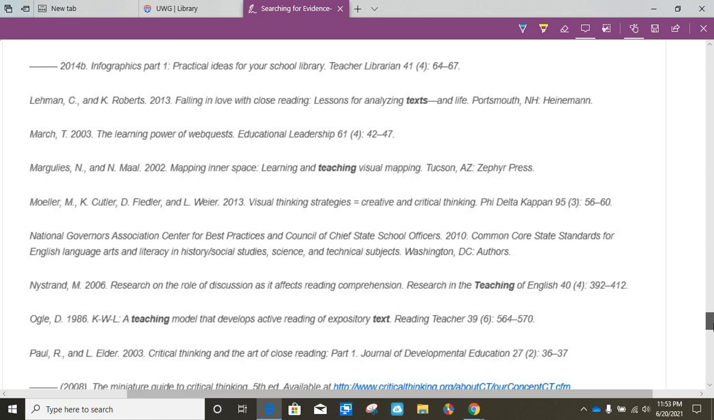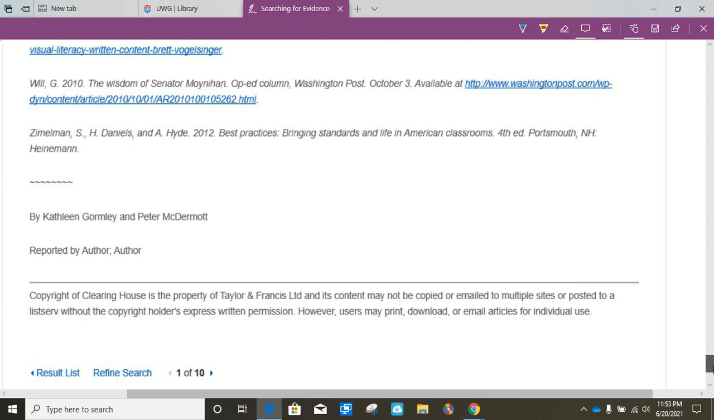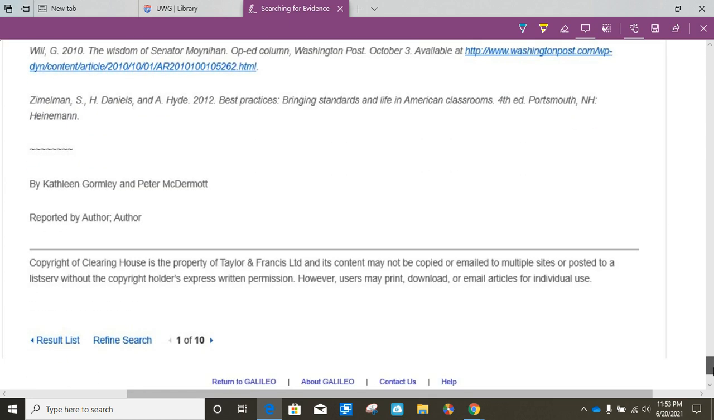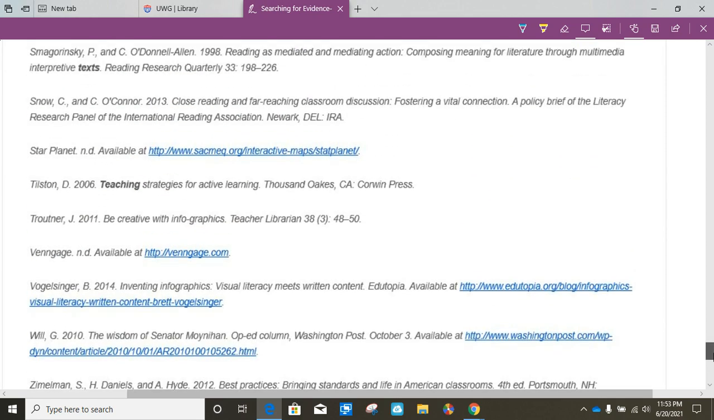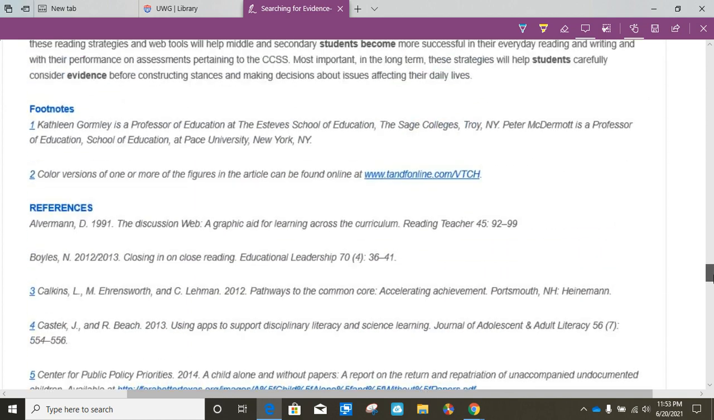You also want to make sure that you have a number of references. You don't want to just use 3 or 4 references. You need to make sure you have a decent list of references to refer to.